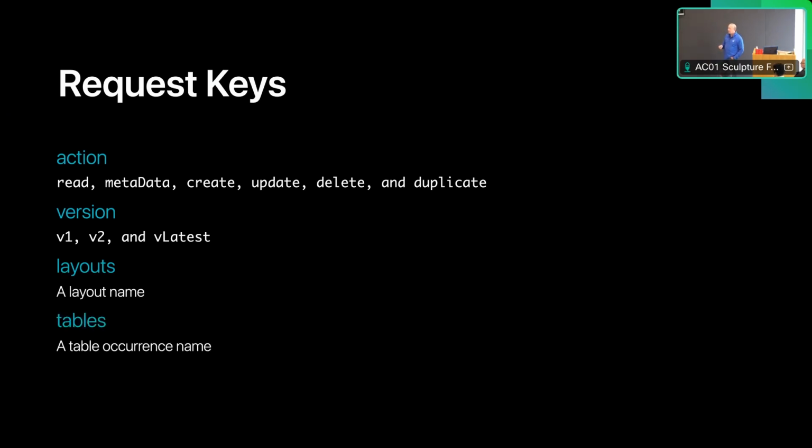There's also a tables key, and this is a table occurrence. So two things to note there. Again, it's plural, but you're specifying a single item or a single value. And it is the table occurrence name. It's not the actual name of the table. It's the specific table occurrence.